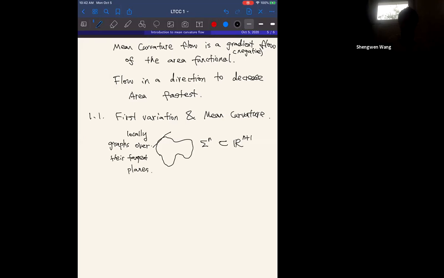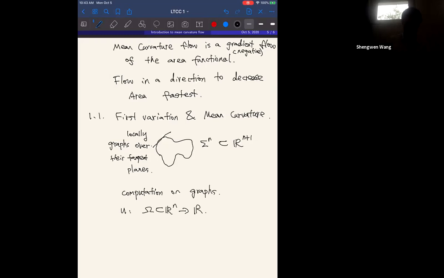To do the computation of the local geometry, it will suffice to do the computation through local graphs. So we will start with that computation on graphs. Say you have a function u from a domain in R^n to R. Any hypersurface can be represented locally like this in R^(n+1).